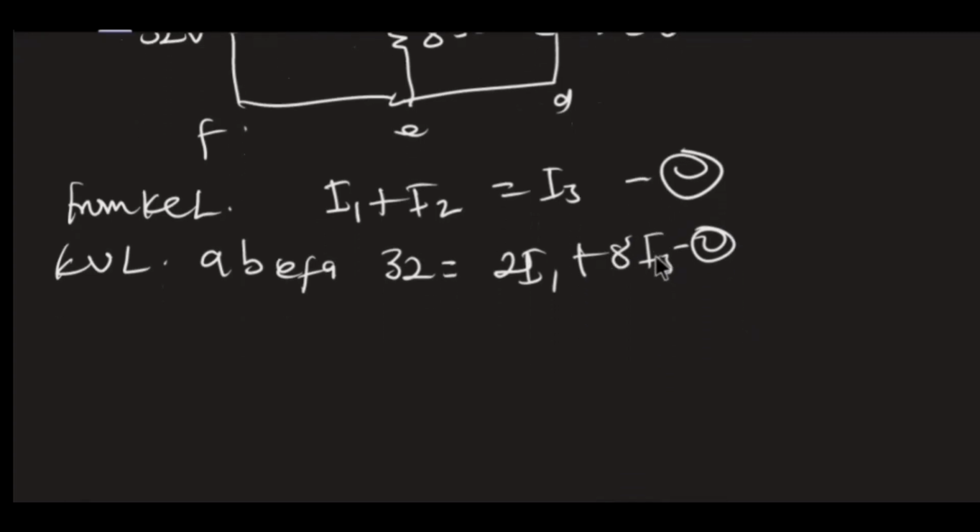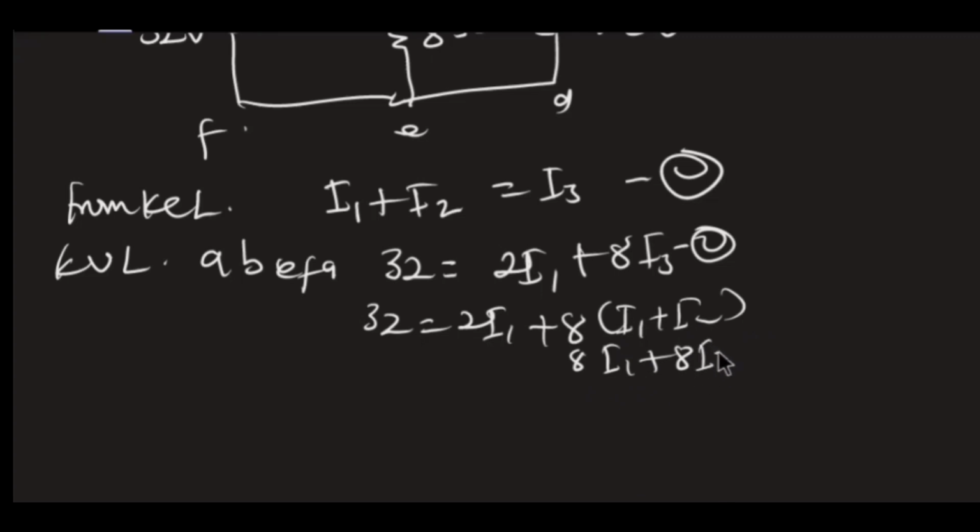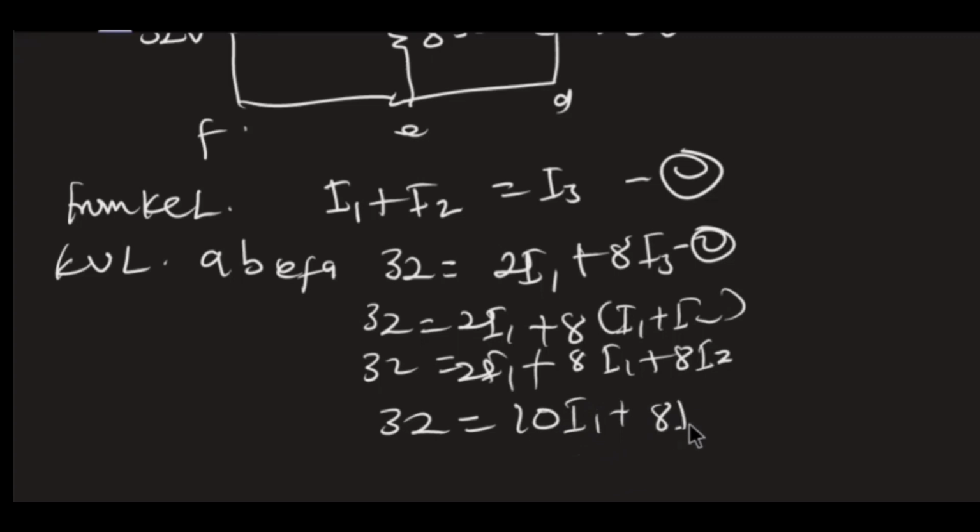And you know that I3 here is what? I1 plus I2. So 32 will be equal to 2I1 plus 8 times I1 plus I2. So I'm going to get 8I1, 8I2 plus 2I1. Hence, the final equation: 32 is equal to 10I1 plus 8I2. And that is my third equation.